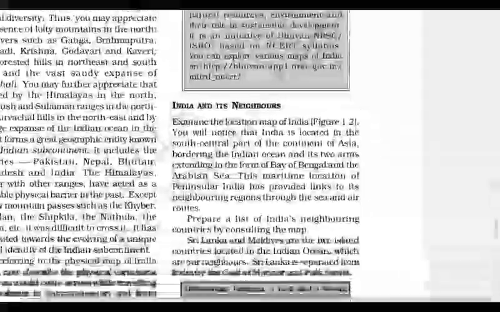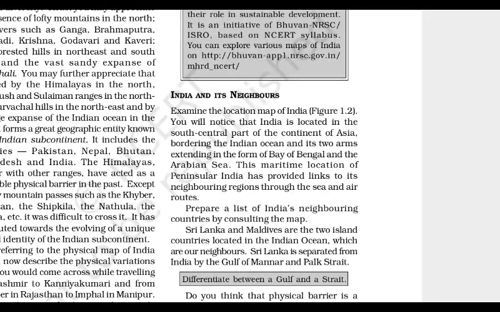India and its neighbors. Examine the location map of India. You will notice that India is located in the south central part of the continent of Asia, bordering the Indian Ocean, and its two arms extending in the form of the Bay of Bengal and the Arabian Sea. The maritime location of peninsular India has provided links to its neighboring regions through the sea and the air route. Prepare a list of India's neighboring countries by consulting the map.